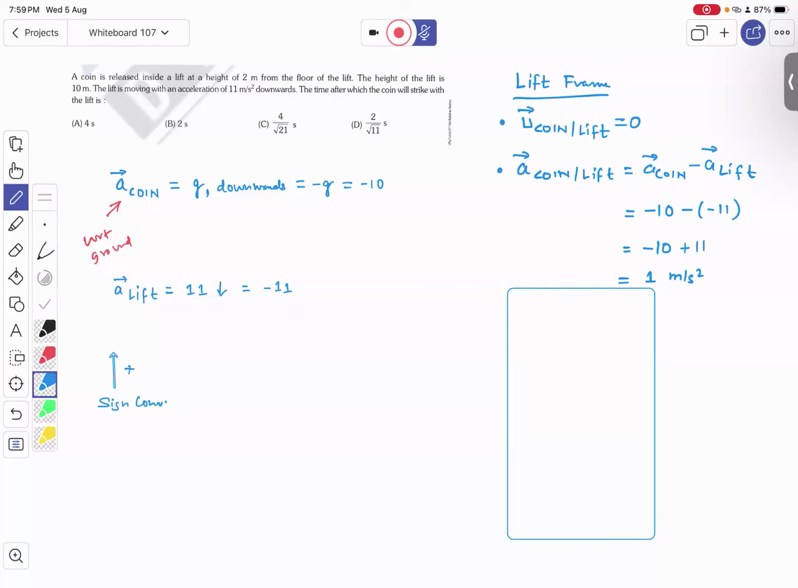Total height of the lift is 8 meters. So that remaining length will be 8 meters.